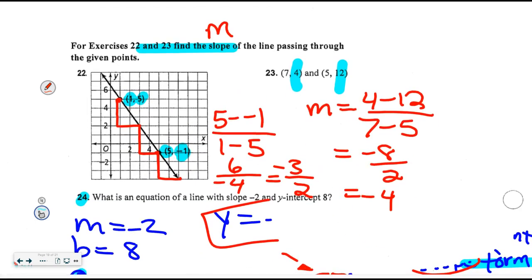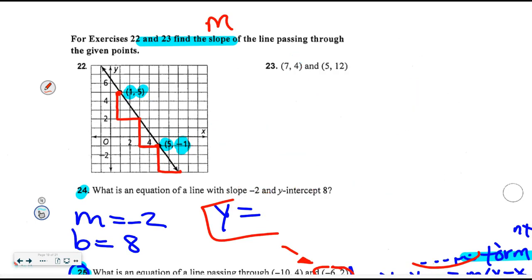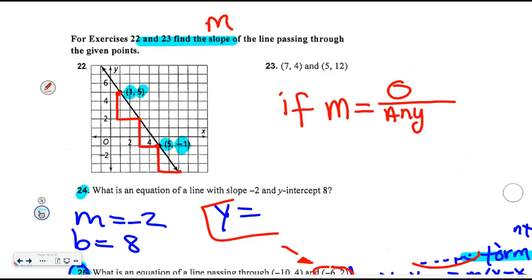There's one more thing I want to write on here, though. On your note card, write this. If m equals 0 over any number, then your answer is 0. 0 divided by anything is 0. So what I mean by that is, had this been a 4, Eric, you would have done y minus y, and you would have had a 0 on the top and a 2 on the bottom. So you would have said the slope is 0.